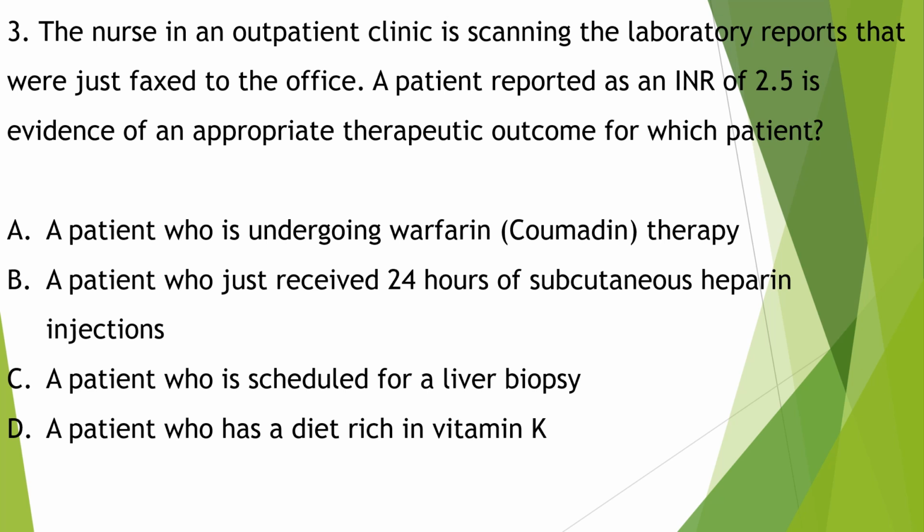So INR is International Normalized Ratio. It is performed to measure the prothrombin time and to evaluate the effectiveness of oral anticoagulant therapy, that is warfarin sodium or Coumadin. The normal for a patient receiving warfarin therapy, the therapeutic INR is 2 to 3. So here the question is asking, the patient is having 2.5, that means therapeutic outcome of warfarin therapy.